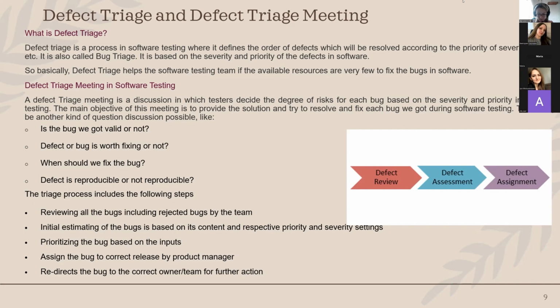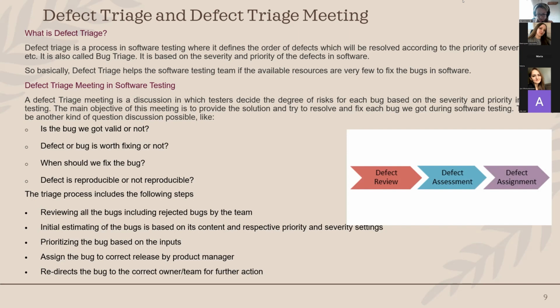or not reproducible. The triage process includes the following steps: reviewing all the bugs, including rejected bugs by the team. Initial estimating of the bugs based on its content and respective priority and severity settings. Prioritizing the bug based on the inputs. Assign the bug to the correct release by the product manager.